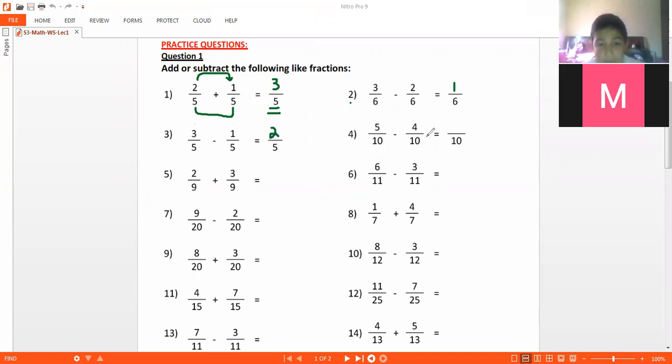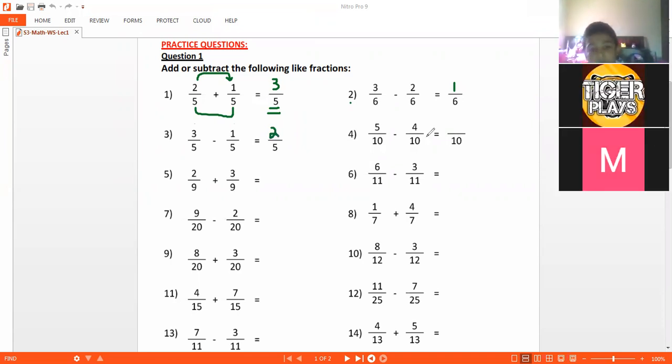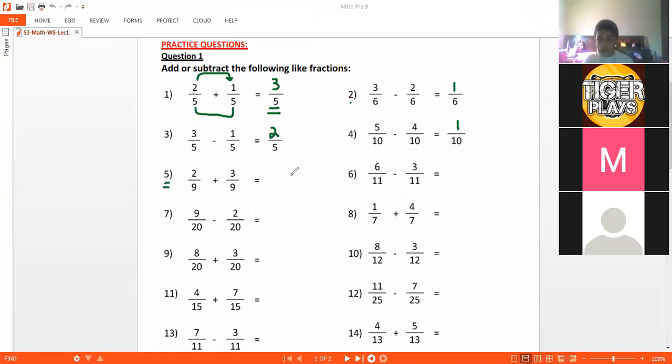Majid. Yes, 5 over 10 minus 4 over 10. 1 over 10. Very good. Yalla Rasha. Number 5. 2 over 9 plus 3 over 9, 5 over 9. Excellent. It's 5 over 9. So I keep the denominator as it is and I add the numerators.